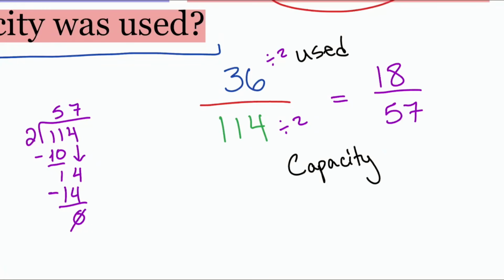All right, everybody. Next up, we're not done. We're not done simplifying here. But what can we do now? What can we continue to simplify by? What are 18 and 57 both divisible by? Correct, that is going to be 3.